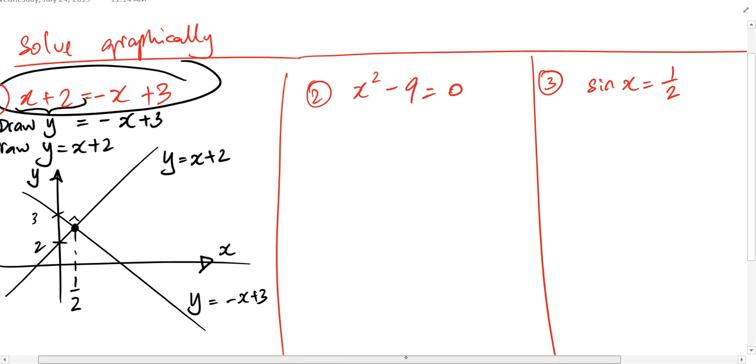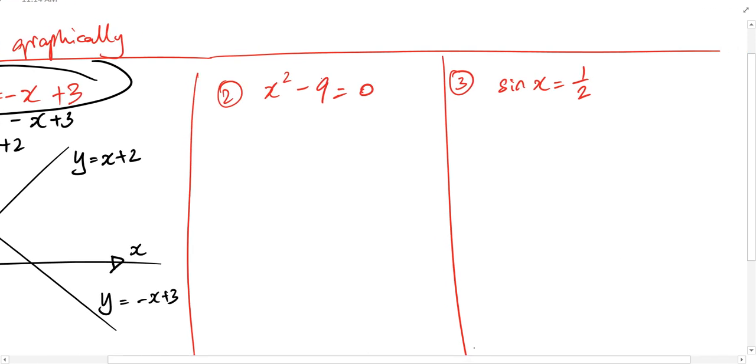Now the next one. Solve graphically again. What graphs will you draw over here?